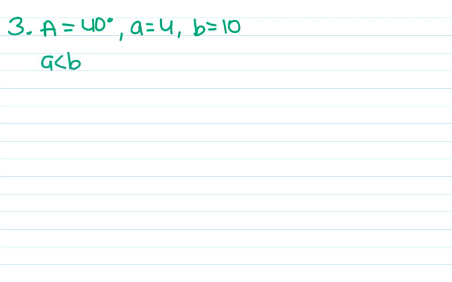If I'm given the information, angle A is 40 degrees, A equals 4, and B equals 10, and I need to find all possible solutions. So A is less than B and it's acute. So again, there might be 2 possible solutions.